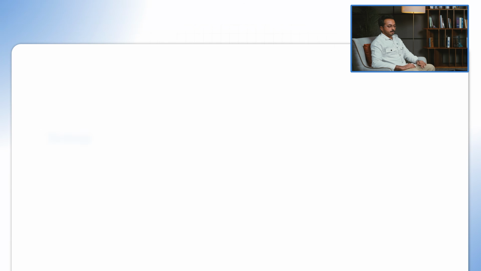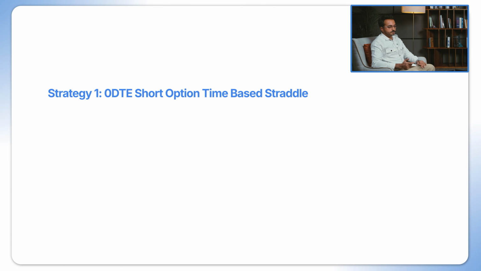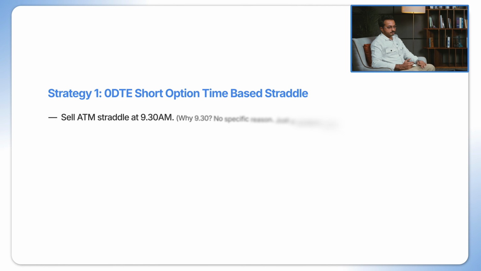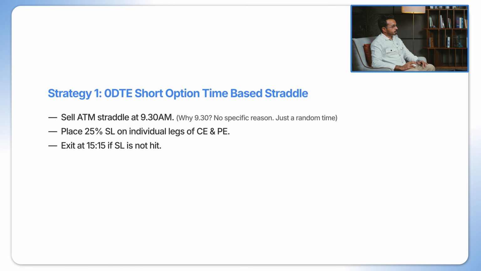So the first strategy is a 0DT short option time-based straddle. I'll just tell the rules. You sell a short straddle at 9:30 a.m. in the morning on every 0DT day and place a 25% stop loss on the individual call and put legs. If the stop loss does not hit, you exit it by 3:15 p.m., which is the day close. You don't have any target, no trailing stop loss, nothing here. Just sell a straddle at 9:30 a.m., put 25% stop loss and leave it. So we'll try to backtest it for one lot and see what the results are.